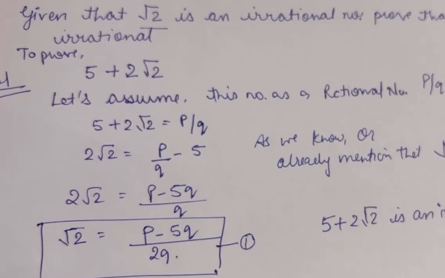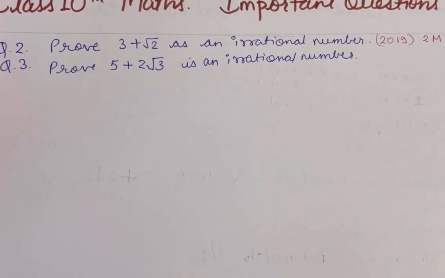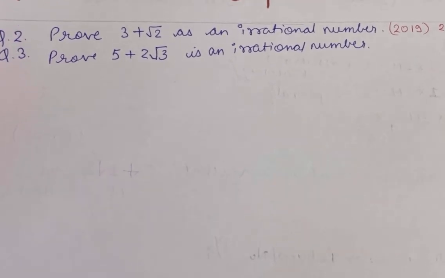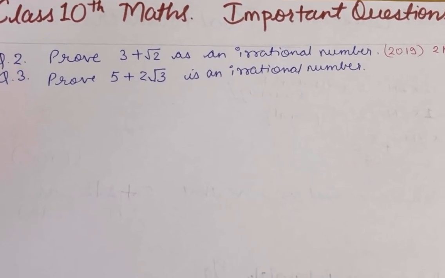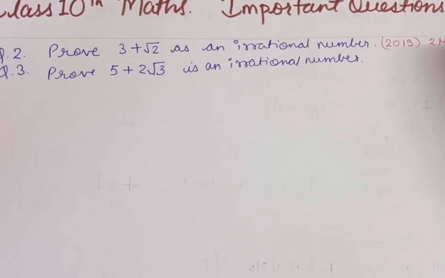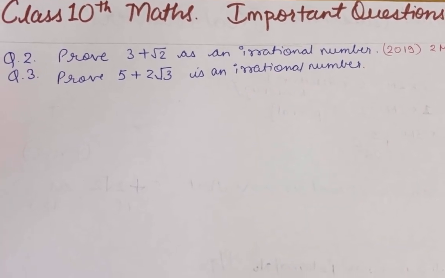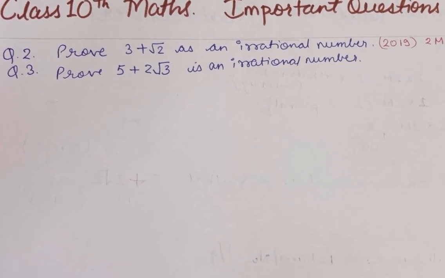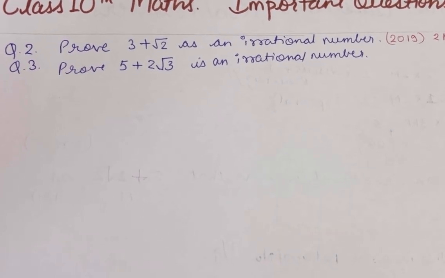Okay, so now let's begin with question number 2. The next questions that we'll be covering in this proof part are question number 2 and question number 3. These types of questions are very frequently repeated in CBSE board examinations. These two were from 2019 as 2 mark questions, and similar types of questions have also been seen in the sample paper of this year, as well as these types of questions come under important questions for this chapter.